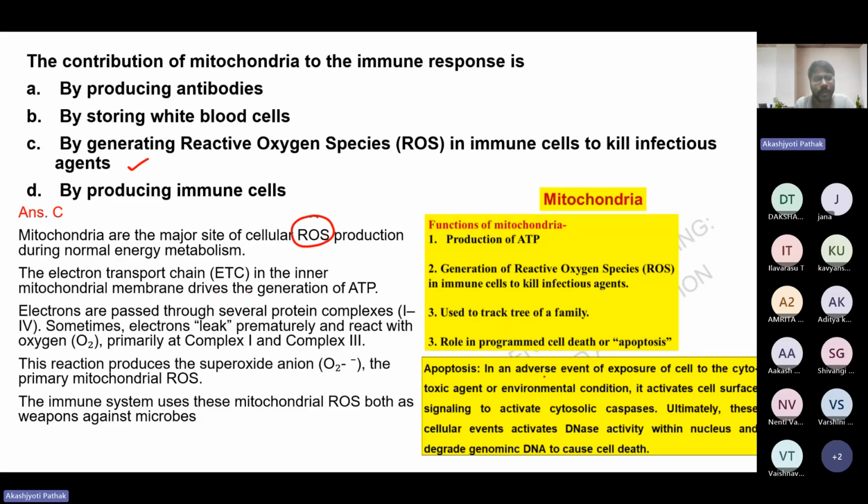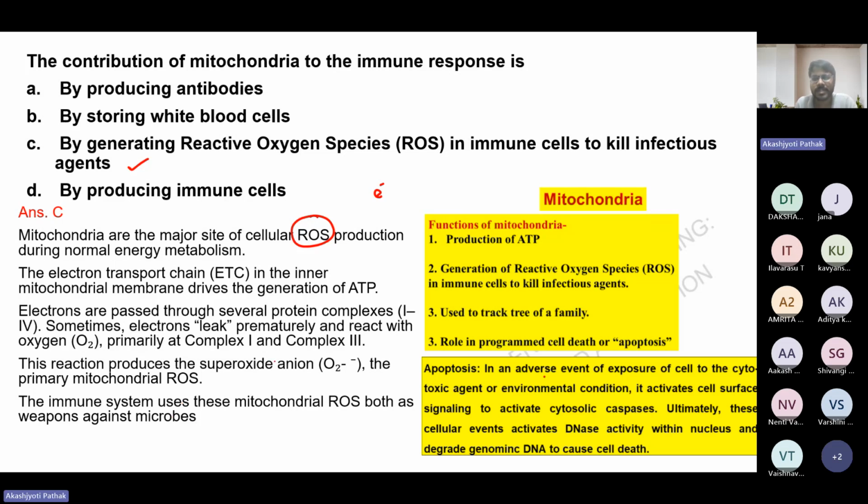And this inner mitochondrial membrane drives the generation of ATP. The electrons are passed through several protein complexes, and sometimes the electrons leak prematurely and react with oxygen, primarily at complex 1 and complex 3. When this electron reacts with oxygen, it results in the formation of the superoxide anion, O2 minus, and this is the primary mitochondrial reactive oxygen species. This reactive oxygen species is used by the immune system as a weapon against microbes. Okay.